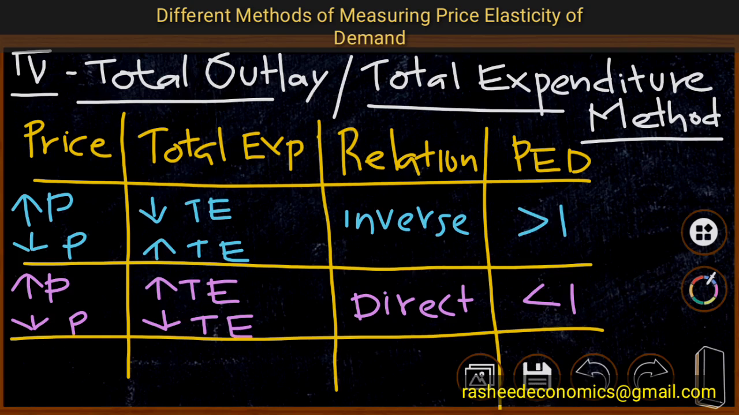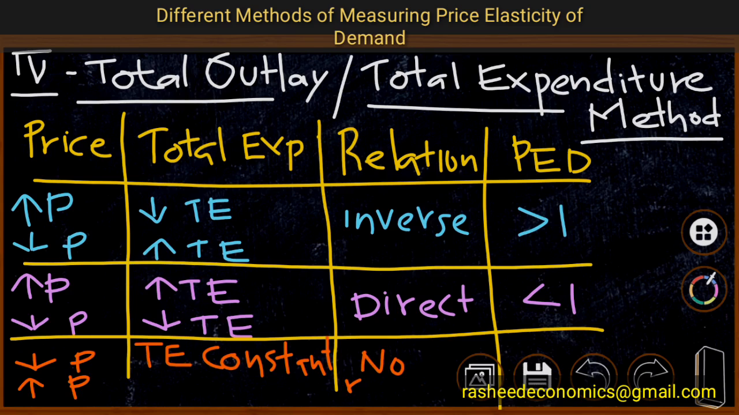In the last category, whatever may be the change in price, whether a decrease or an increase in price, total expenditure remains constant. That means there is no change in total expenditure. It means that the relation between price and total expenditure is not visible. That is, there is no relation. In such a case, price elasticity of demand is equal to 1, or there is unitary elastic demand.